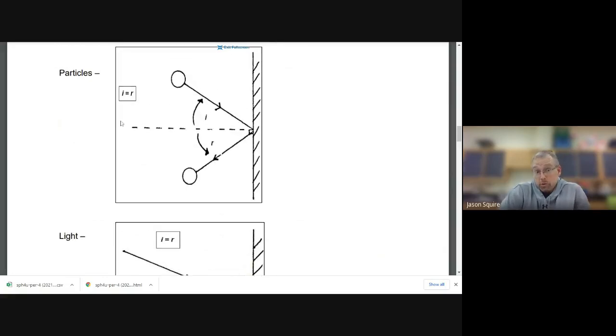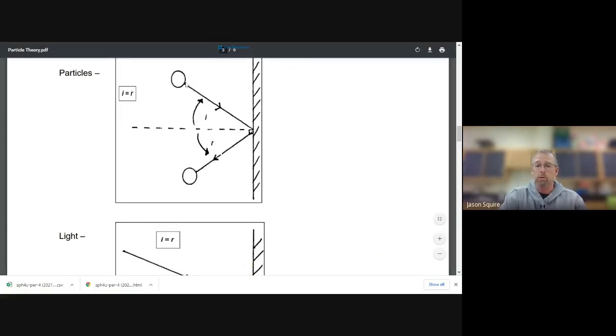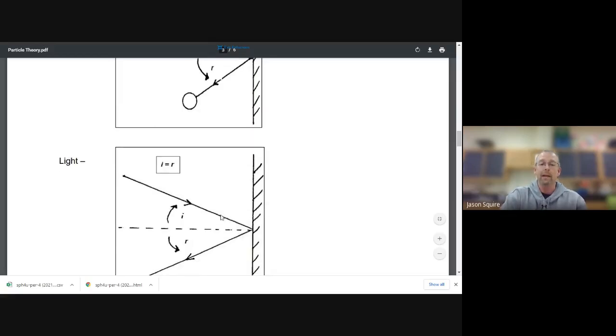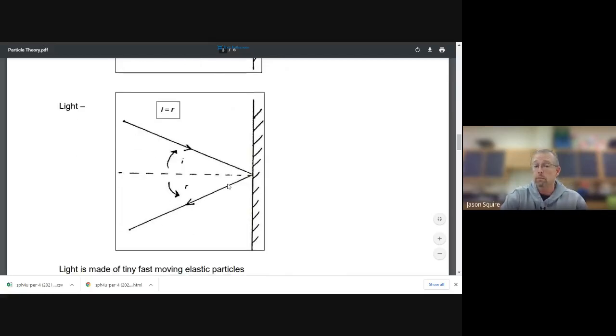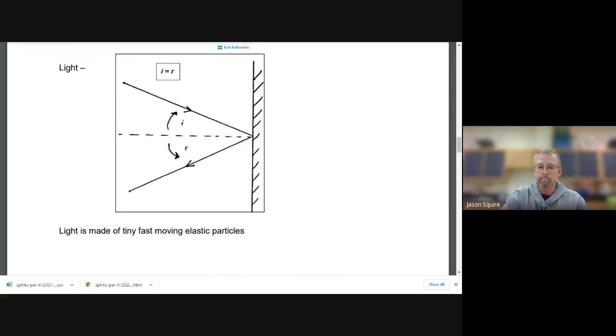But this is good support for the particle theory. Hey, here's what particles do. And oh yeah, hey, this is what light does. Light does the same thing as particles. Therefore, light must be a particle. Okay.